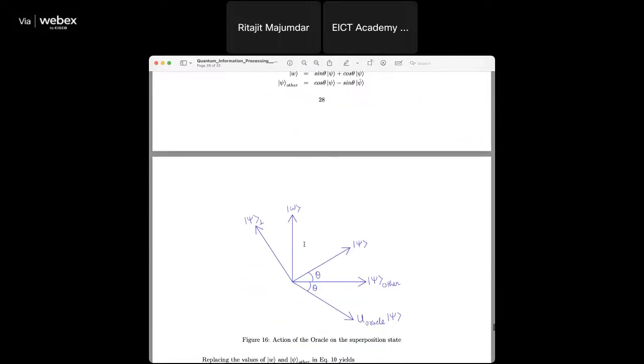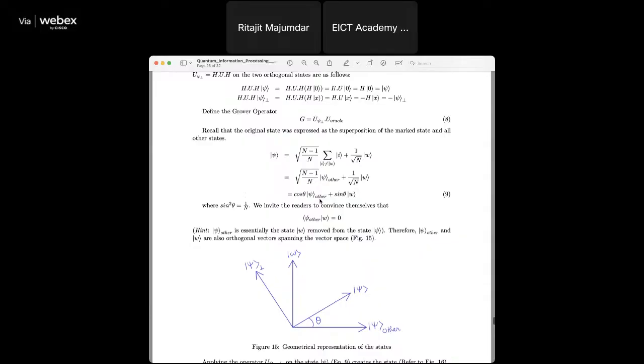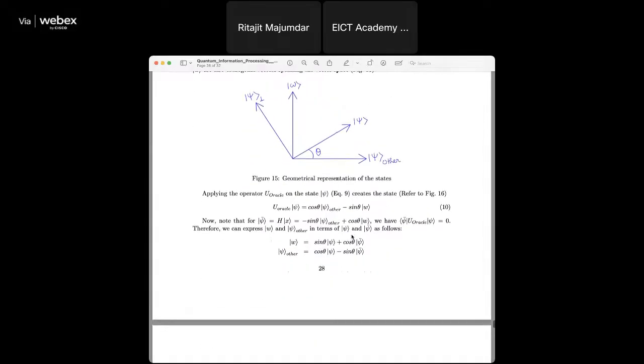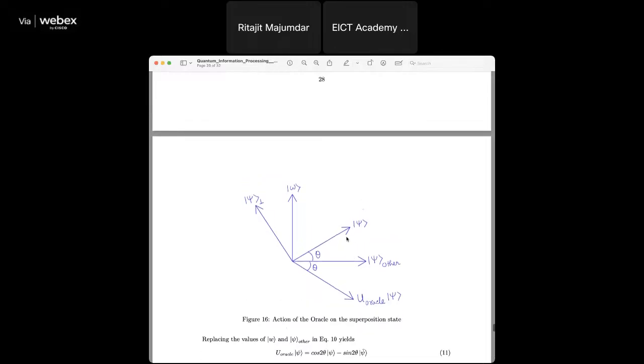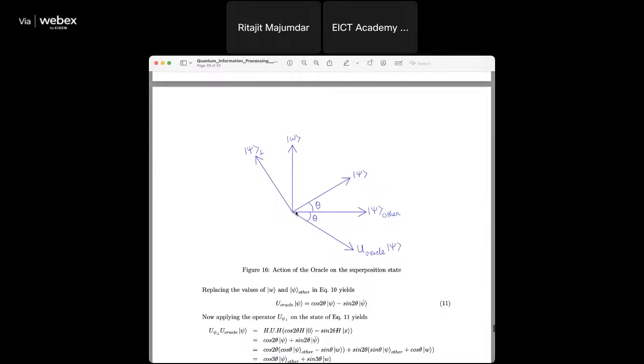So if you now look into this, what happens to the state? It becomes like this, right? When I apply the oracle, previously it was cos theta psi other plus sin theta w, a combination of good and bad state, basically a combination of this and this. Now when I apply the oracle, my w becomes minus w. So now it is a combination of this and minus w. It is exactly this kind of state that I get after applying the oracle to psi. If this angle is theta, this angle is also theta.